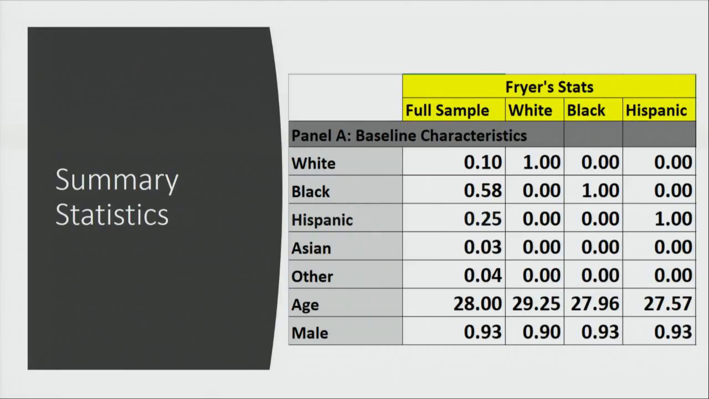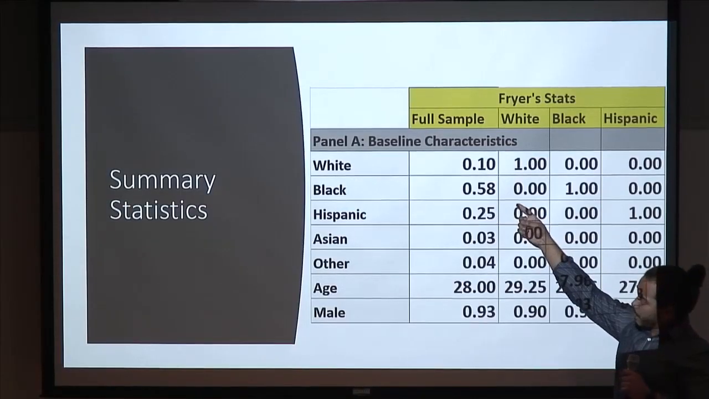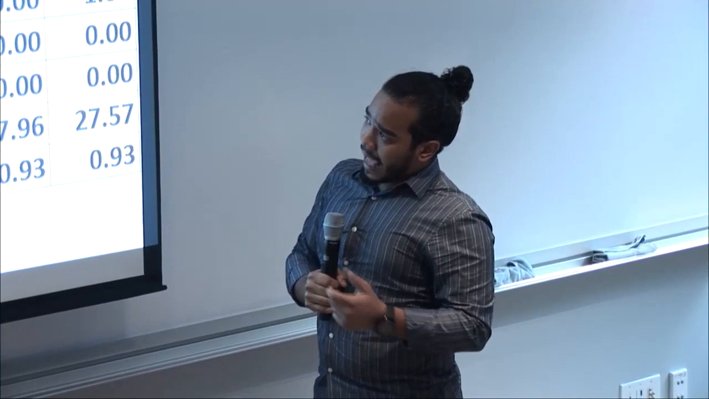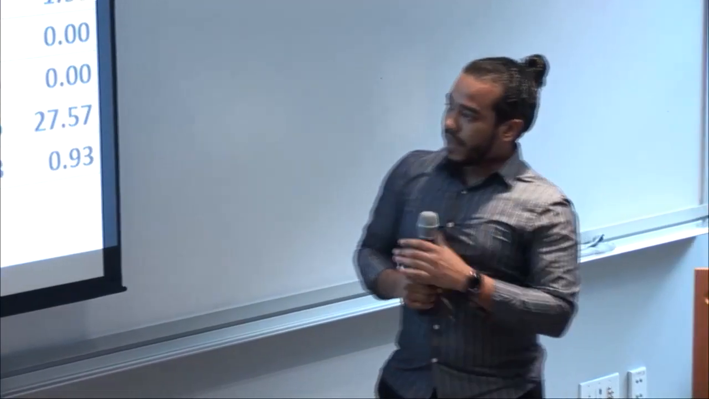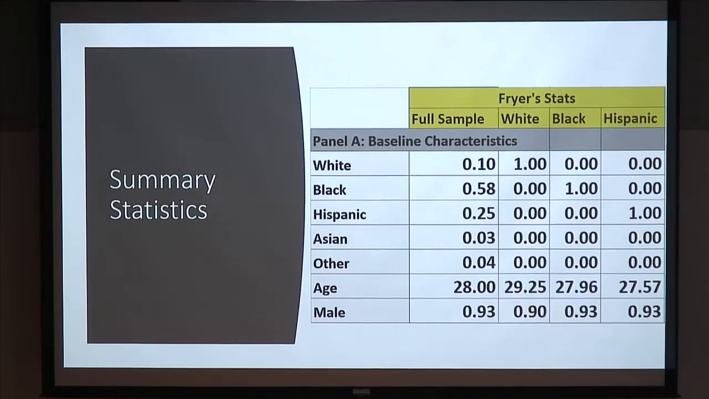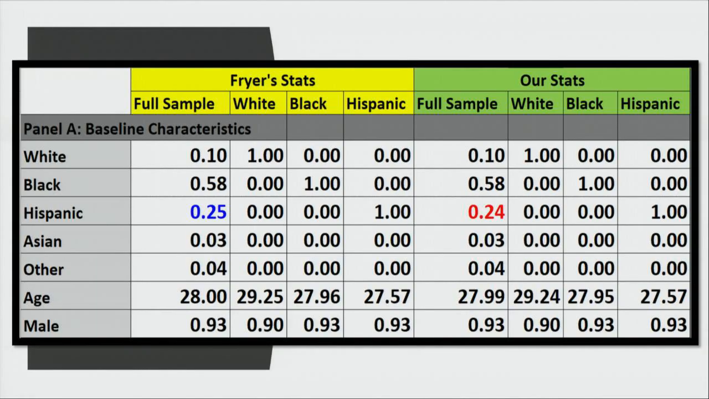This table represents Fryer's results. He took the full sample of the population, meaning people who were stopped. 10% were white, 58% were black, 25% Hispanic, and so on. Age is based on the average, and they break it down by race, so you can follow. Now we're comparing our data to his data. As you can see, mostly everything matched, with the exception of the Hispanic group, which is a little bit lower. Perhaps he did some filtering that he didn't mention in his paper. That's one of the possibilities.